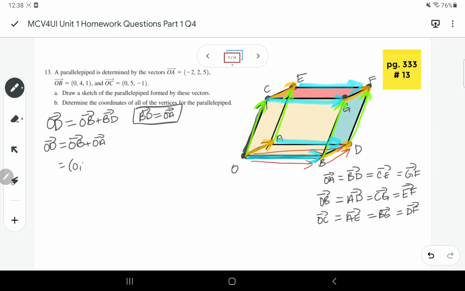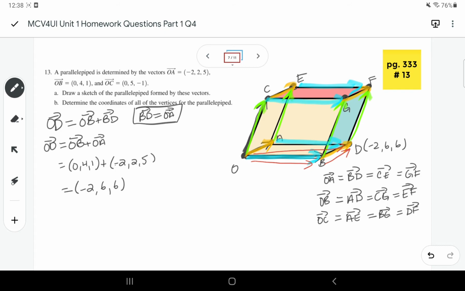So OB is 0, 4, 1, and OA, oh, sorry, there's a plus in between there. And OA is negative 2, 2, 5. So then you get negative 2, 6, 6. So that point there is negative 2, 6, 6. And then you're going to do the same for each of the rest of them.